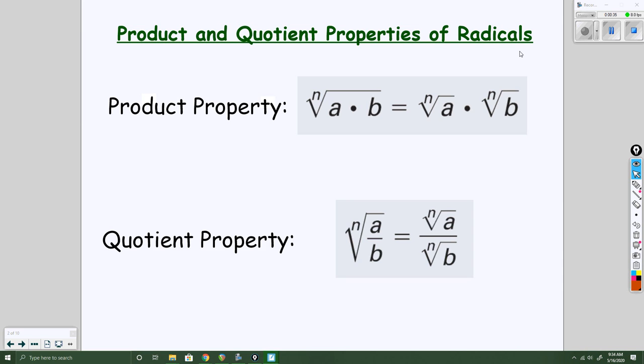Sometimes it's easier to combine radicals or split them up depending on what we know. And in order to use these properties, the index has to be the same for the radicals. So for us to combine two radicals like in the product property, n has to be the same, or the index has to be the same. All right, so let's get to some examples. Some are going to be easy, and then we're going to heighten the difficulty with each one.